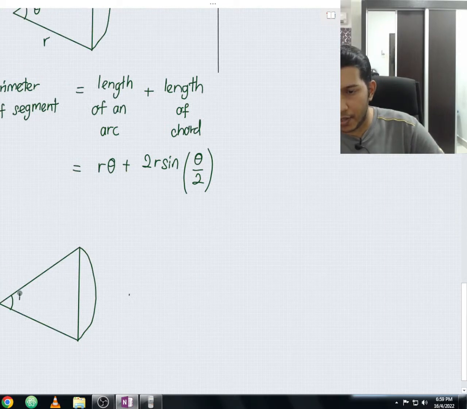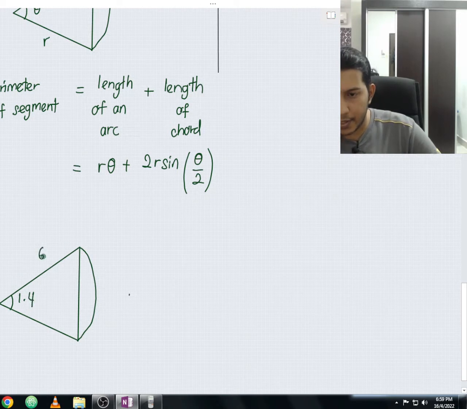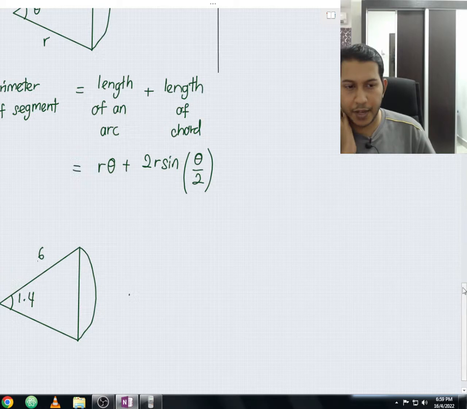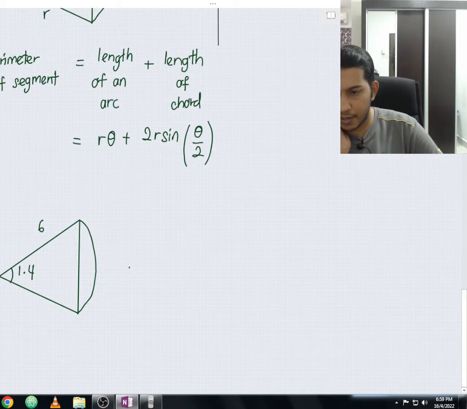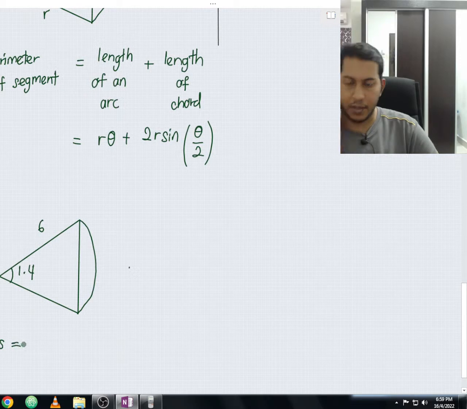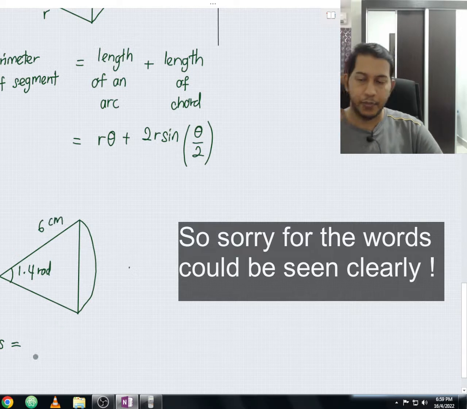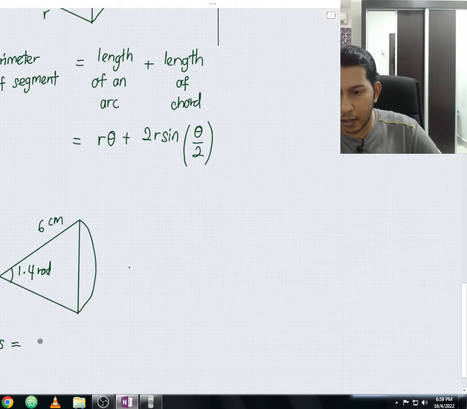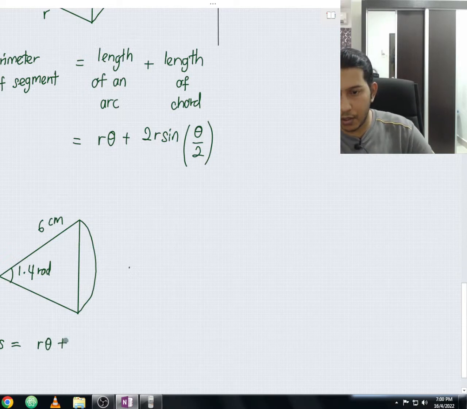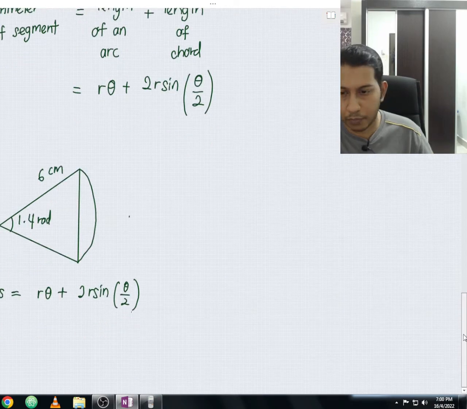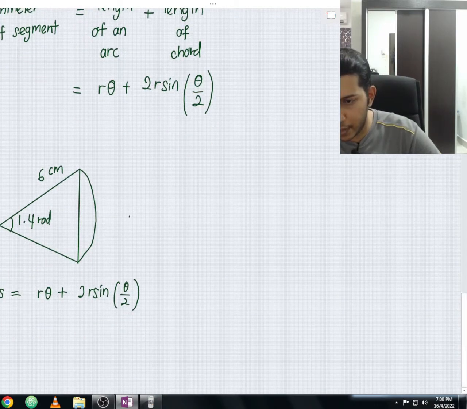So let's say this angle we set as 1.4 radian, and the radius we set as 6 centimeter. We are required to find the perimeter of the segment. Let me write here POS, perimeter of segment. So to find the perimeter of segment will be the length of arc, in this case r theta, plus the formula for the length of the chord, 2r sine theta over 2. So let us find the perimeter of segment.